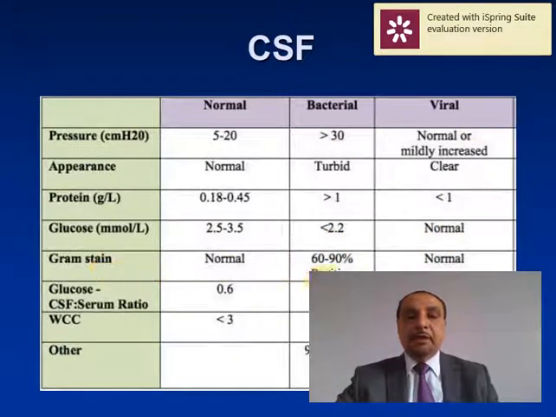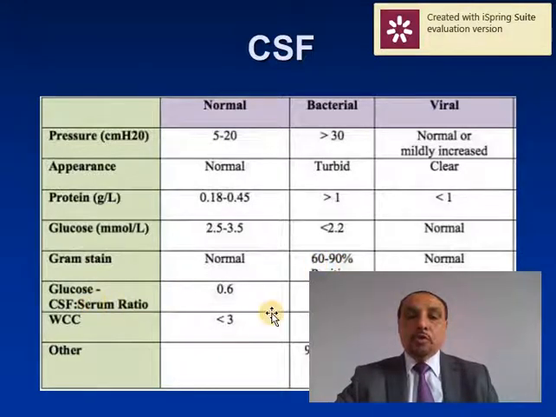The Gram stain is usually positive in 60 to 90%, and this is important. That's why we should not ignore the latex or antigen screening of the patient's CSF. Gram stain will be negative in viral meningitis. Latex or antigen screening is especially important in partially treated meningitis, because it usually gives an idea about the organism causing the meningitis.